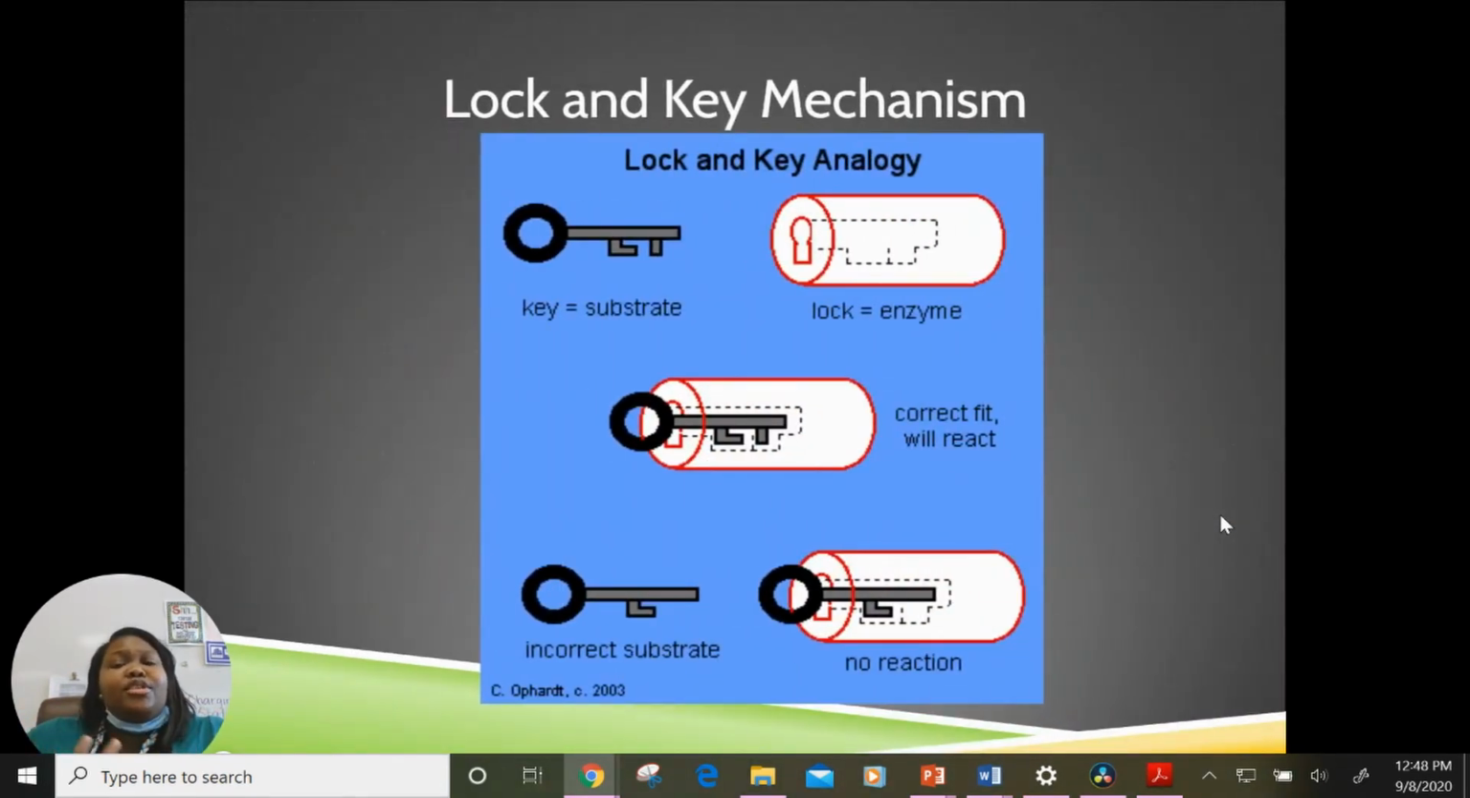So this picture just goes over the lock and key hypothesis, which again says that the substrate has a shape that is complementary, or fits perfectly with the enzyme. If the shape of the substrate is not correct, then it won't be able to bind to the enzyme and the enzyme won't be able to do what it's supposed to do.